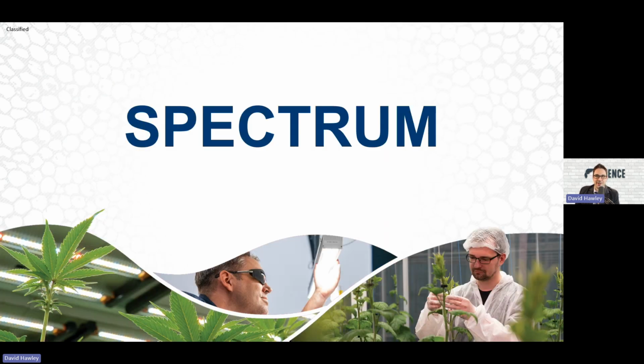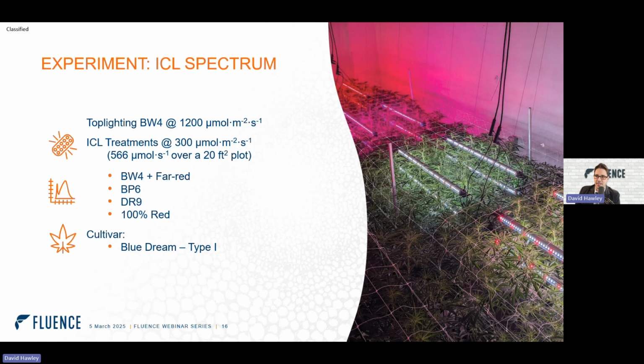All right, so those are the benefits. Now, what about spectrum? I'm just going to dive right in. In this study, we looked at 4 different ICL spectra. We had a BW4 plus far red. And if you don't know, BW4 is Fluence's white light that everybody puts in their cannabis crop because it works super well.